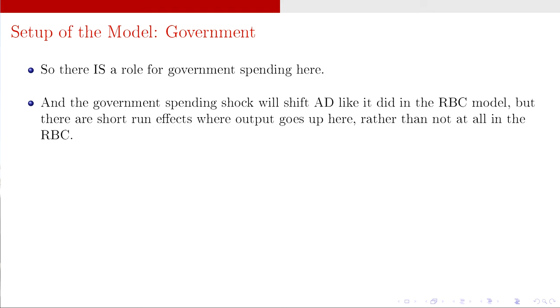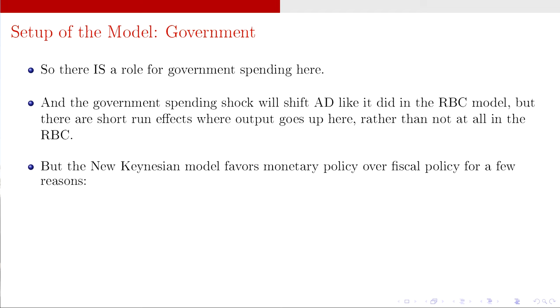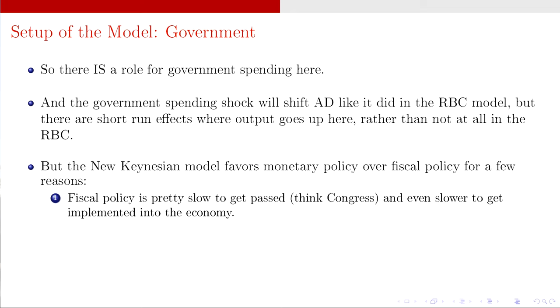But there are short-run effects where you can increase output, rather than not at all as in the real business cycle model. But the New Keynesian model tends to favor monetary policy over fiscal policy for a few reasons. One, fiscal policy is pretty slow to get passed. I mean, if you think about how incredibly stupid people are in Congress and how they always have to argue and nitpick over minutiae, and of course try to do some pork barreling to bring home the bacon for their own constituents. This stuff goes really, really slow, and it takes a long time to get implemented into the economy.